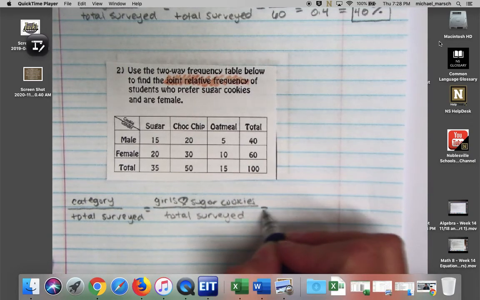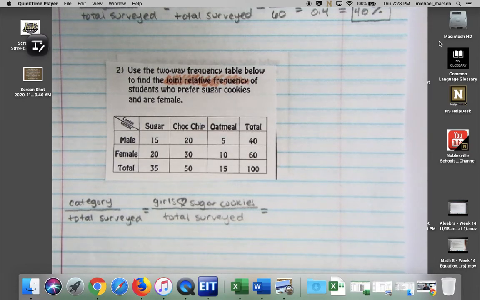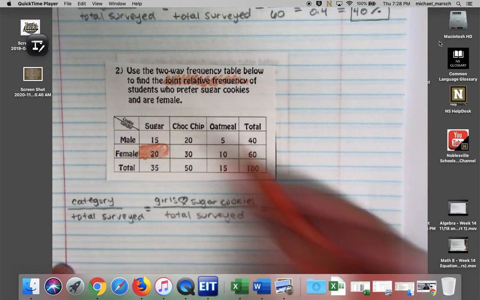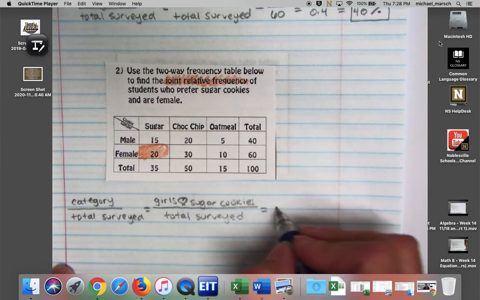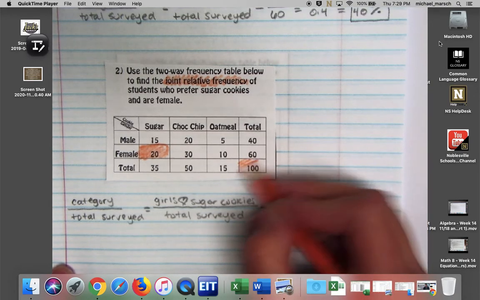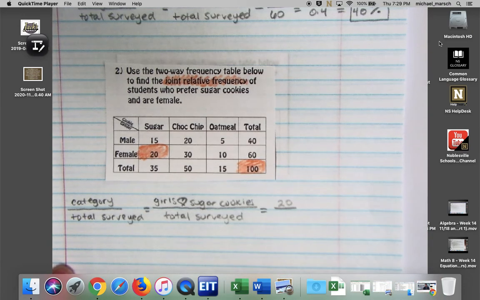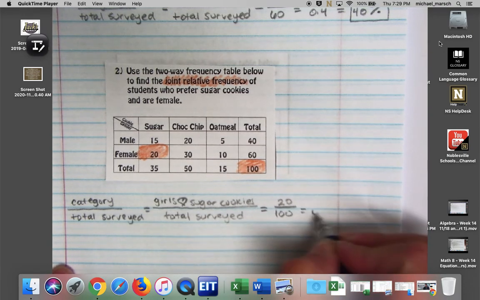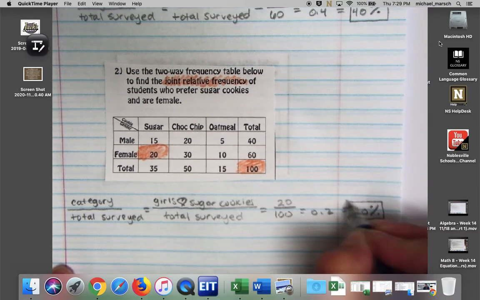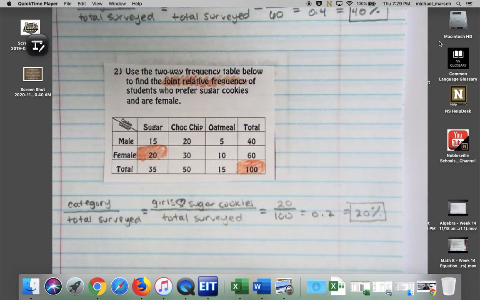All right, so let's fill this in. So how many girls like the sugar cookies? Well, when we go to sugar and girls, we find 20 ladies. So that's going to be my numerator. And how many people were total surveyed? That's where this 100 comes in. So I get 0.2, which we all know converts to 20%. So that is the joint relative frequency of people surveyed that are female and prefer sugar cookies.